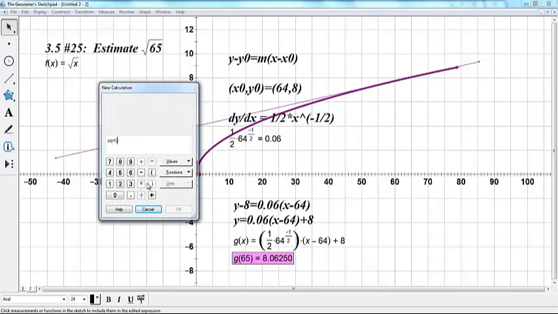And we can actually calculate this by just saying the square root of 65. And what you can see is 8.06226, which is very, very close to this one. Again, it's off by the 10,000ths. So it's a very good estimate. So I hope that this has been helpful.